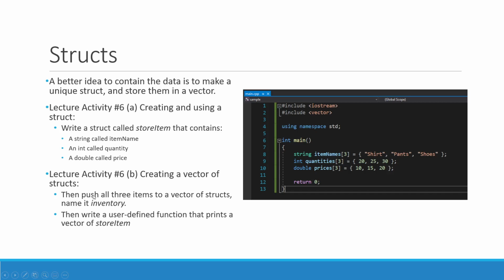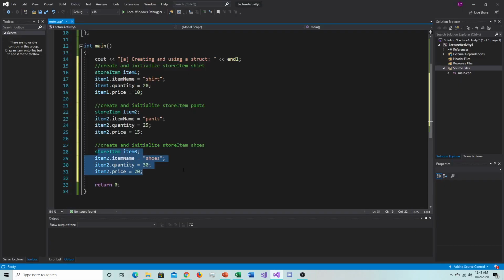Yeah, we did this. All right. Lecture activity 6, part B. Creating a vector of structs. Now push all the 3 items into a vector of structs and name it inventory. Then write a user-defined function that prints a vector of store item.